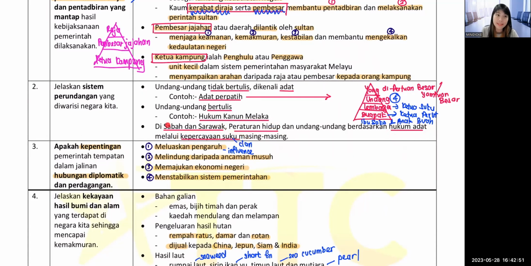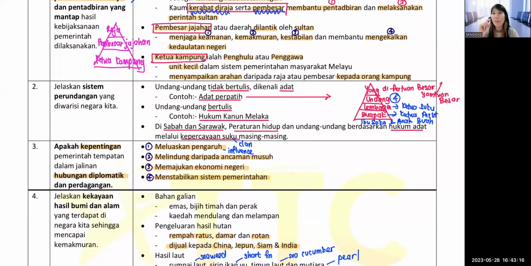Yeah, because you know why? Sabah, because they have 34 different races, ethnics. Sarawak, they have 27 ethnics. Obviously, they will have their own rules and regulations. Okay? So, according to this undang-undang bertulis and tidak bertulis one, their undang-undang adat, they have one very popular one, is called adat pepatih.